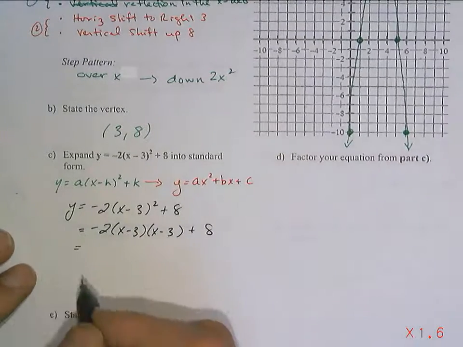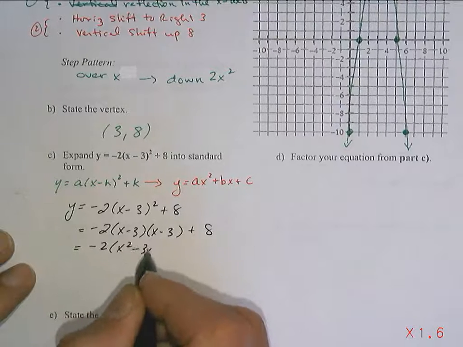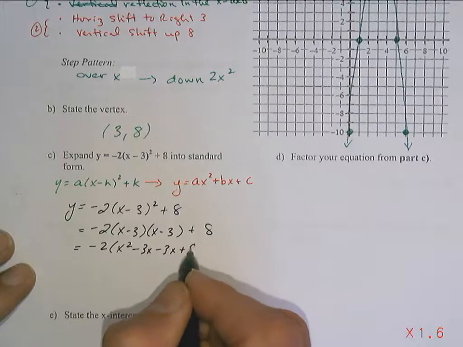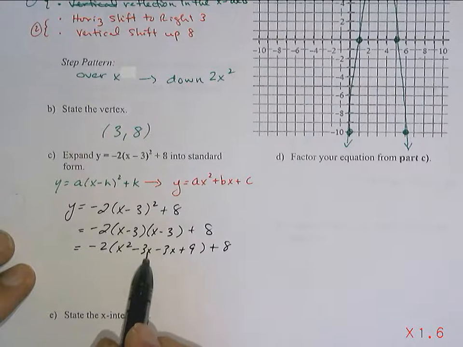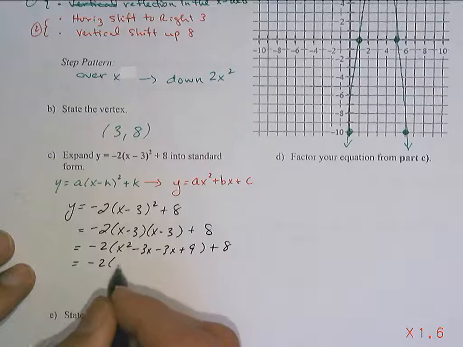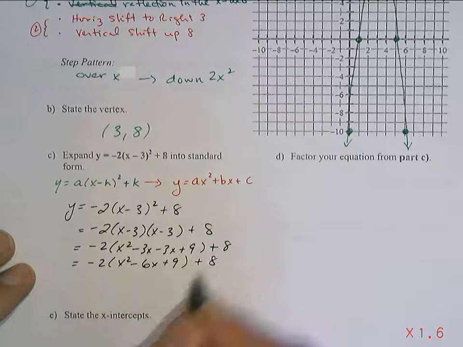And this is what I'm going to do. x squared minus 3x plus 9 plus 8. I'm going to bring these two together first. Negative 2 is x squared minus 6x plus 9 plus 8.